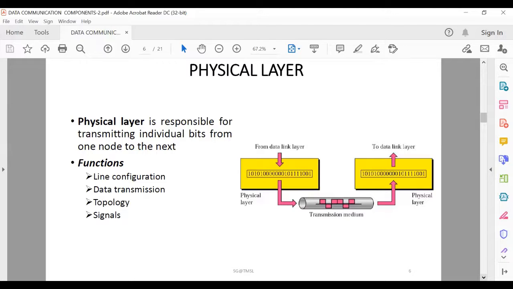Topology, all of you have heard about this, means the way the network devices are arranged, whether it is ring topology, star topology, or bus topology. So different topologies are there, and this layer defines which topology is to be used, as well as the signals. The type of signal for transmitting and for information purposes is to be defined in this layer. So these are the different functions of the physical layer.